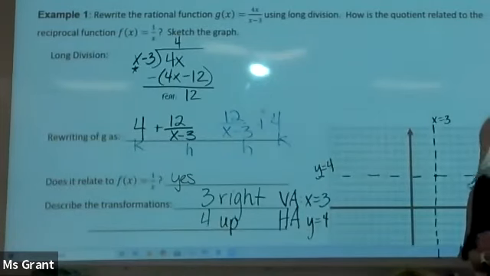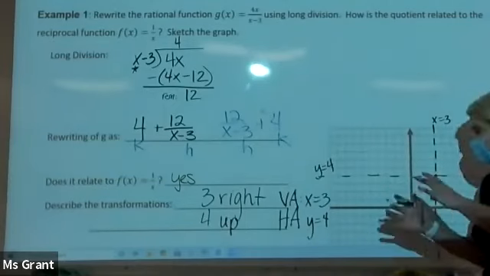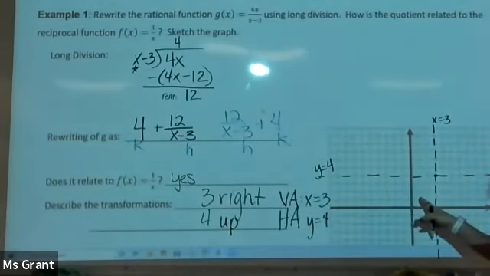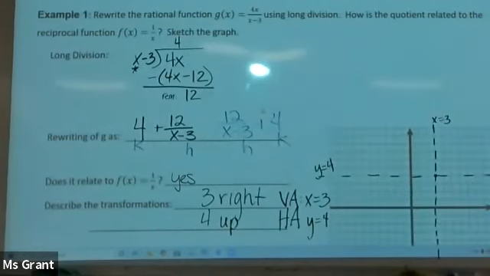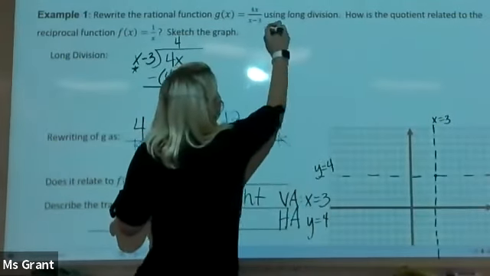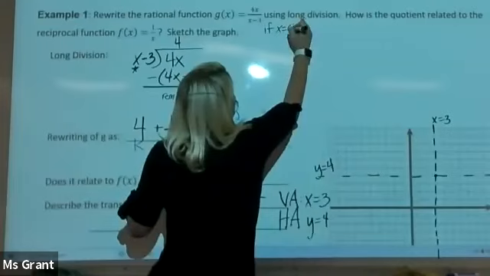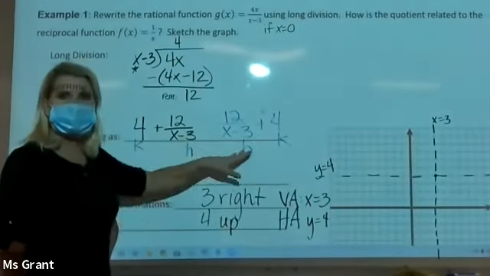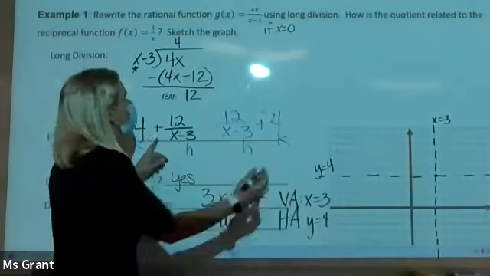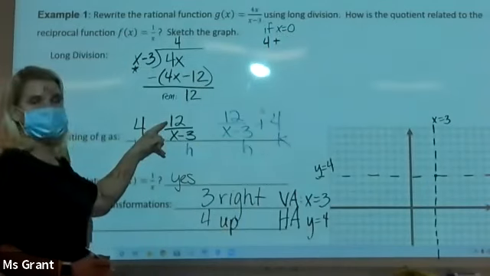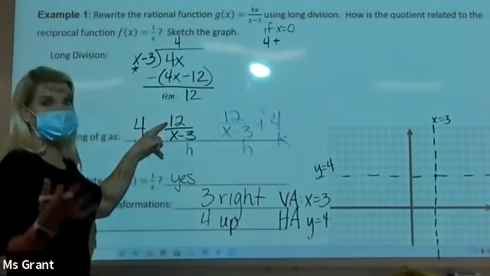Remember what it said on the last page. Pick some values on the left side of your vertical asymptote. Well, my vertical asymptote is at 3, so I could pick some small numbers, like 0. 0 is easy. What if x equals 0? I'm plugging it into my function. Either way, they mean the same thing. I want to find an ordered pair. I want to start graphing.